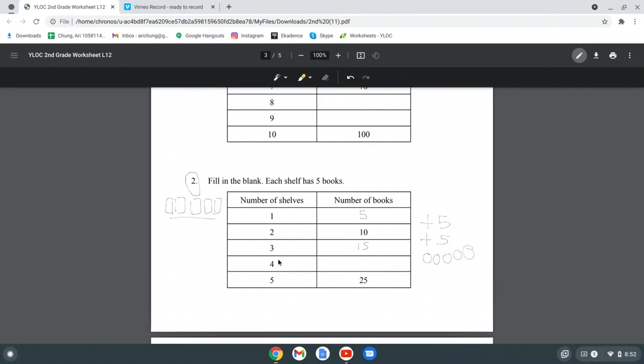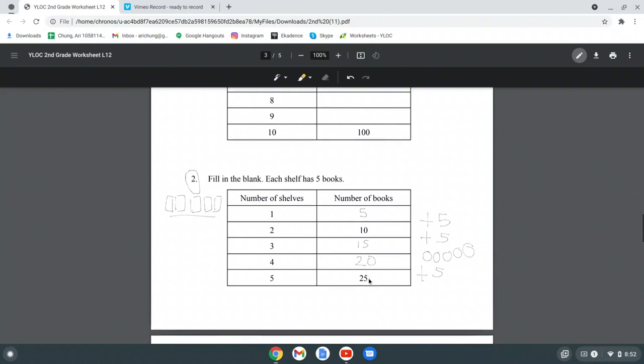If it's 1, 2, 3, 4, 5. So 15, 16, 17, 18, 19, 20. So we would write 20. And to see if we're doing that correctly, we could add 20 plus 5, and that would be 25, which is written down here. So we know we are doing this correctly.